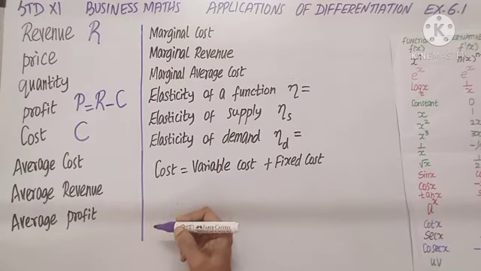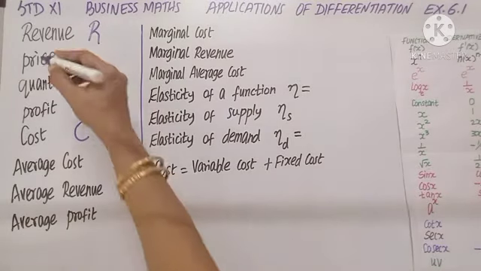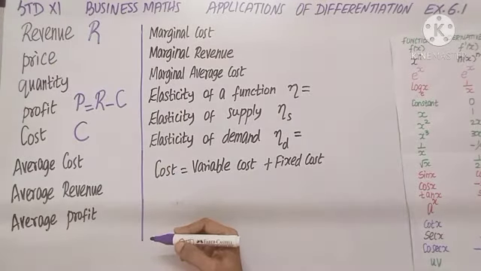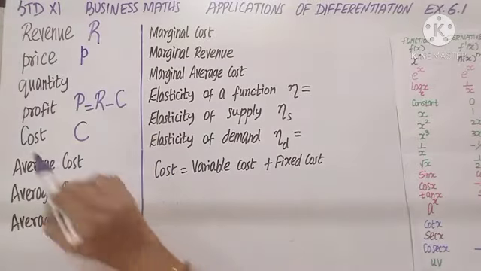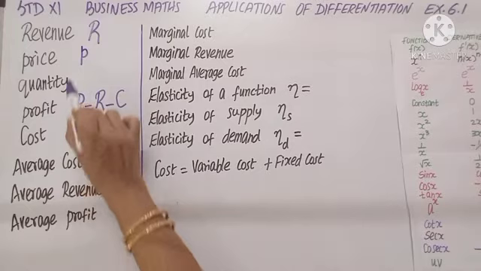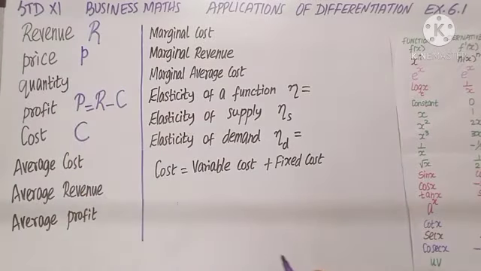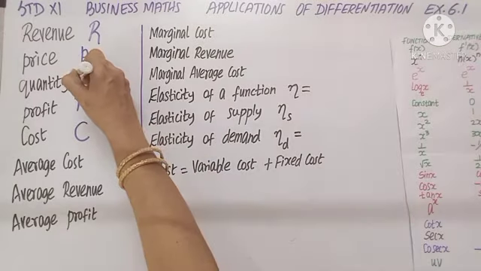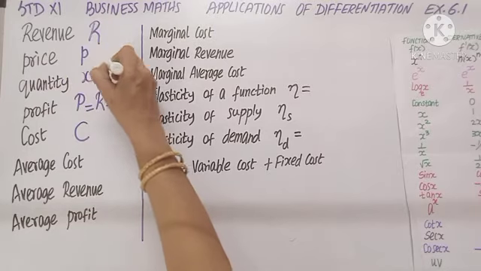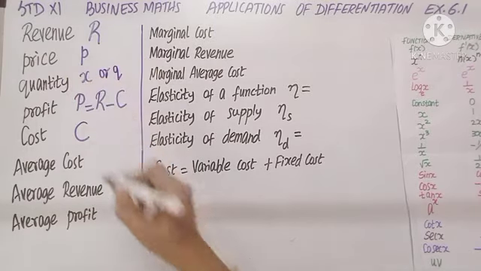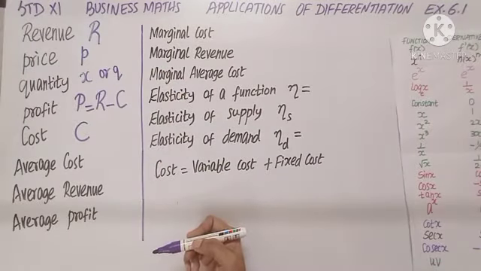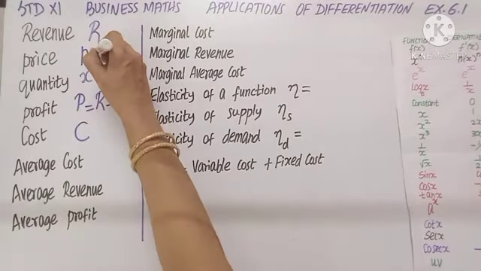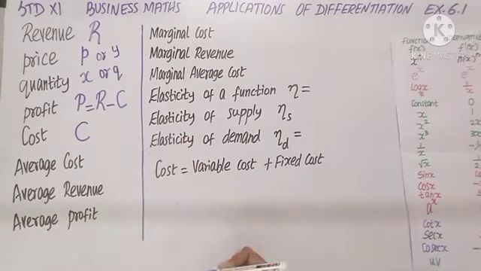Now, as we purchase, we should know price per unit. So, the price per unit we term as small p. Notice capital P stands for profit and small p stands for price per item. Quantity we call as X or small q. Some problems we denote it as X and some problems we denote it as Q. Price also, some problems we denote as Y also.